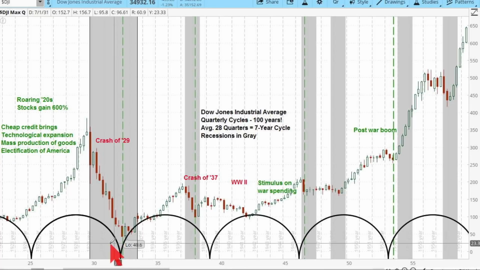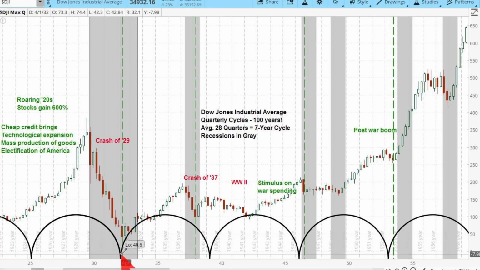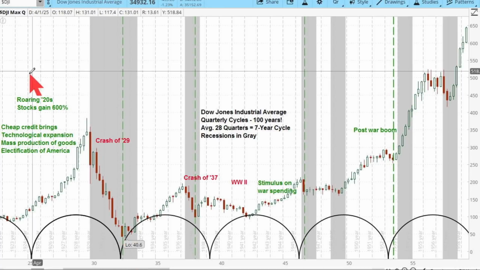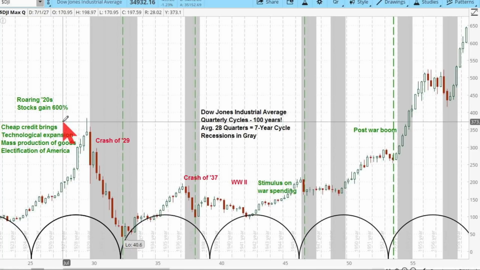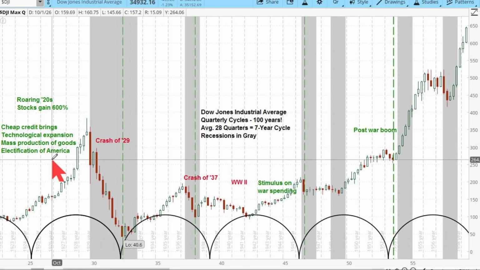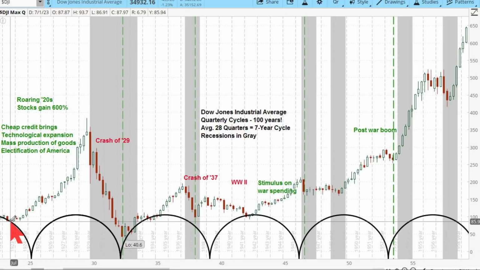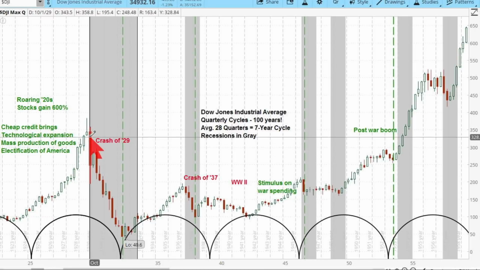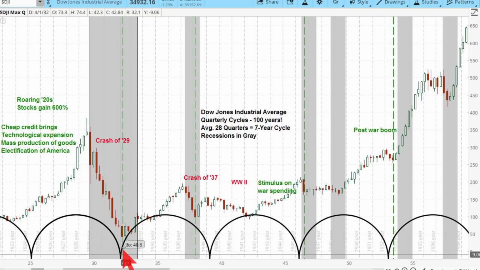Here you can see it. This is the cycle bracket right over here, and that cycle bracket is set at 28 quarters. And you can see this is the crash of 29 right over here. That came after the roaring 20s. The stock market gained 600%, and there was amazingly cheap credit and huge technological expansion at the time, mass production of goods, the electrification of America. All of that brought this move up from what was the forgotten depression of 21 all the way up through the roaring 20s and the crash we had in 29.